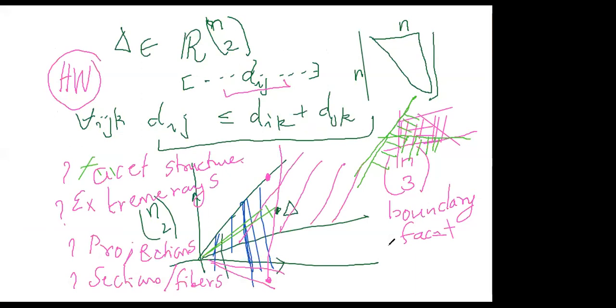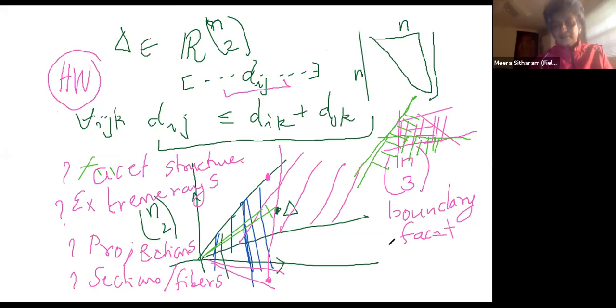I was just wondering if we could require all the entries to add up to 1 so that we're taking a slice. Yes. And yes, do that. Okay. Then you have a polyhedron instead of a cone.